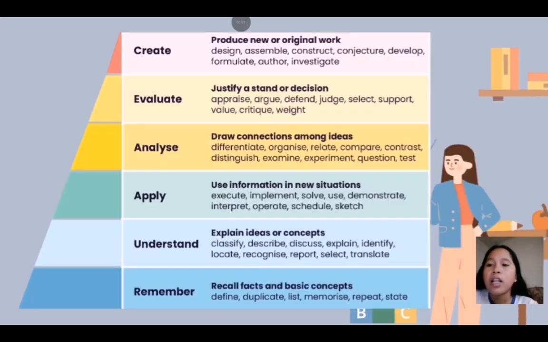Let's study the cognitive categories with the example keyword verbs for each in the new version of Bloom's taxonomy that follow. First is remembering. It means recalling facts and basic concepts. The learners will recall or retrieve previous learning information. The keywords are define, duplicate, list, memorize, repeat, and state.